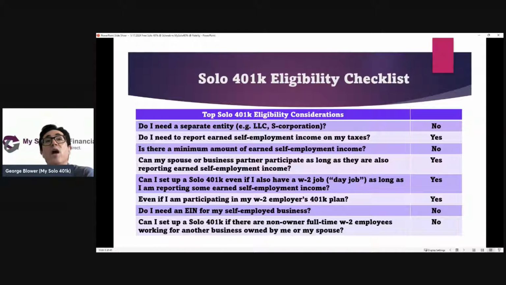Now, a common scenario that'll come up is someone might have a W-2 day job and then also have separate self-employment income. And that's fine. The fact that they have a W-2 day job is not going to prevent them from setting up a solo 401k based on their self-employment activity. They could even be participating in their W-2 employer-sponsored 401k plan and still have a solo 401k.